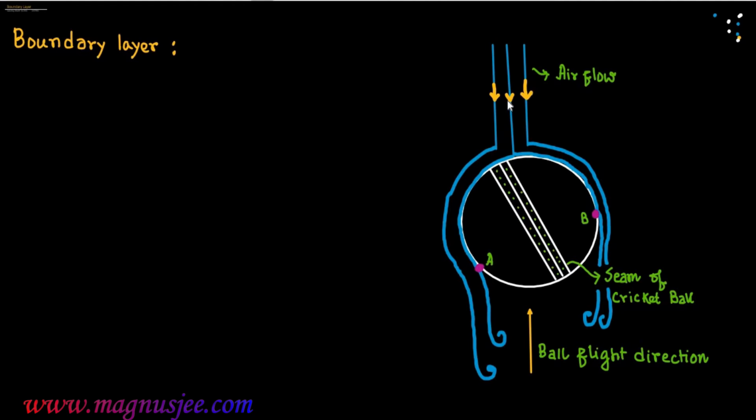Now we can denote the separation points. A is the separation point of the turbulent flow of air touching the seam side of the cricket ball, and these are the eddies which are formed in the turbulent flow touching the rough side of the cricket ball. And on the other side, on the non-seam or shiny side of the cricket ball, the air flow is laminar flow, and the boundary layer touching the seam side of the cricket ball is turbulent flow.